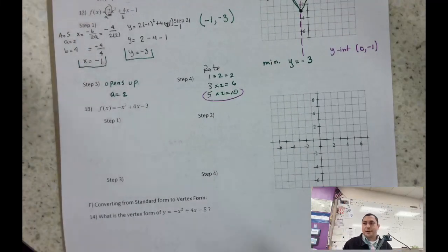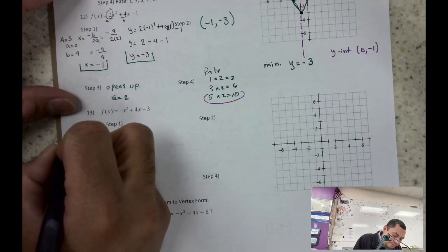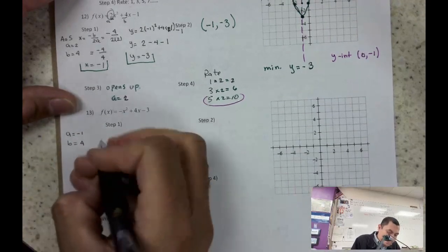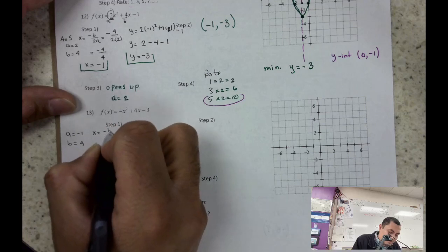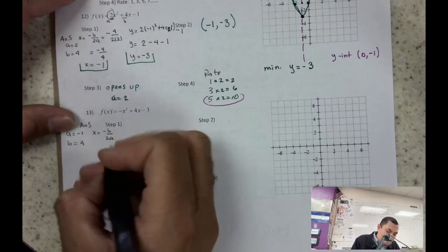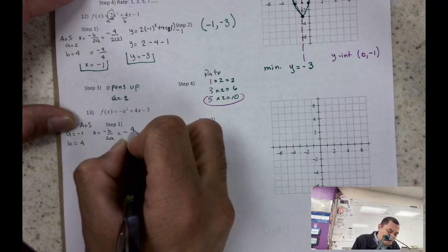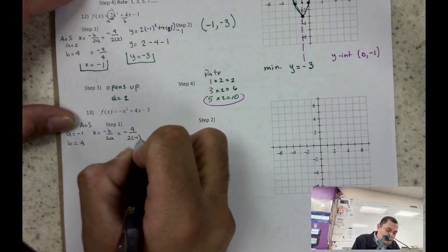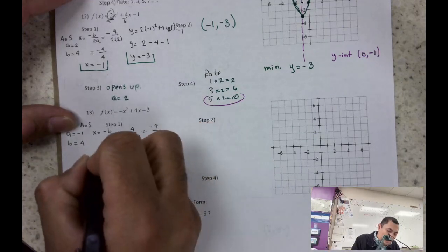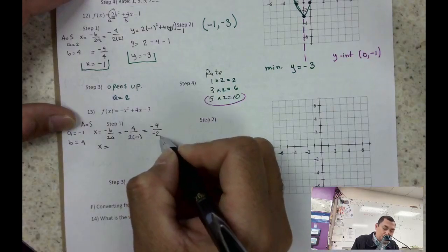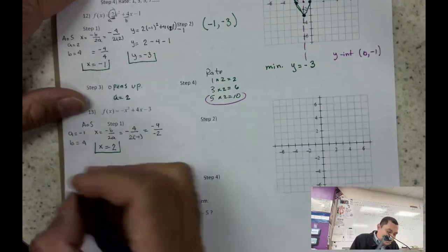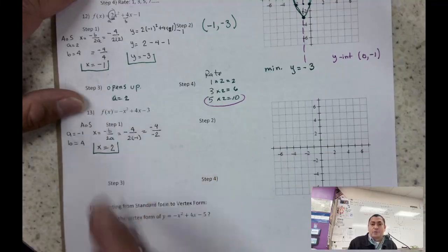Same steps, different numbers. So I have a equals negative 1, b equals 4. So the formula is x equals negative b over 2a. We're finding the axis of symmetry. So this is equal to negative 4 over 2 times negative 1. 2 times negative 1 is negative 2. So x equals negative 4 divided by negative 2, which is positive 2. So we box it.